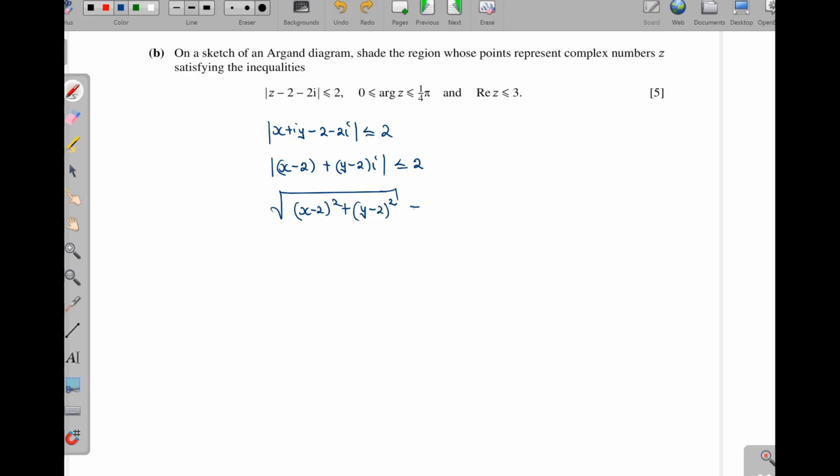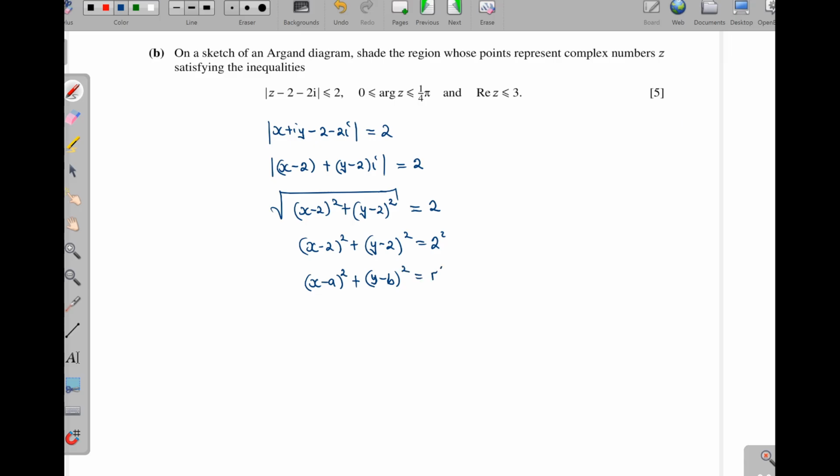In fact, I can write maybe this one with the equals. So suppose I remove this because an inequality is just talking about the region. Now when we square both sides, that means we are going to get x minus 2 squared, then plus y minus 2 squared. This is equal to 2 squared. Comparing with the general equation of the circle you studied in Pure Mathematics 1, this is x minus a bracket squared, then plus y minus b brackets squared.